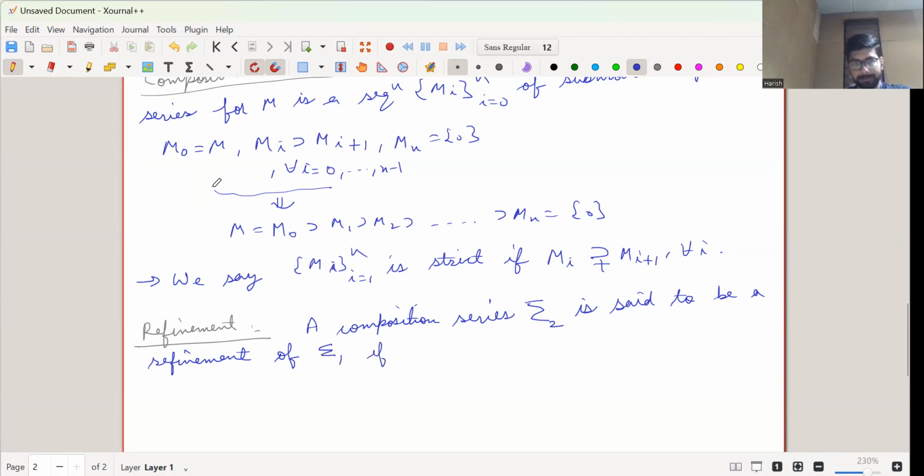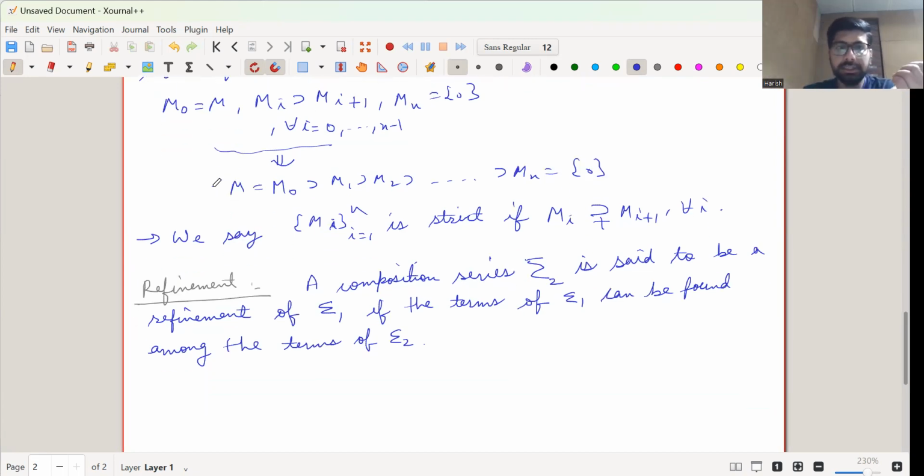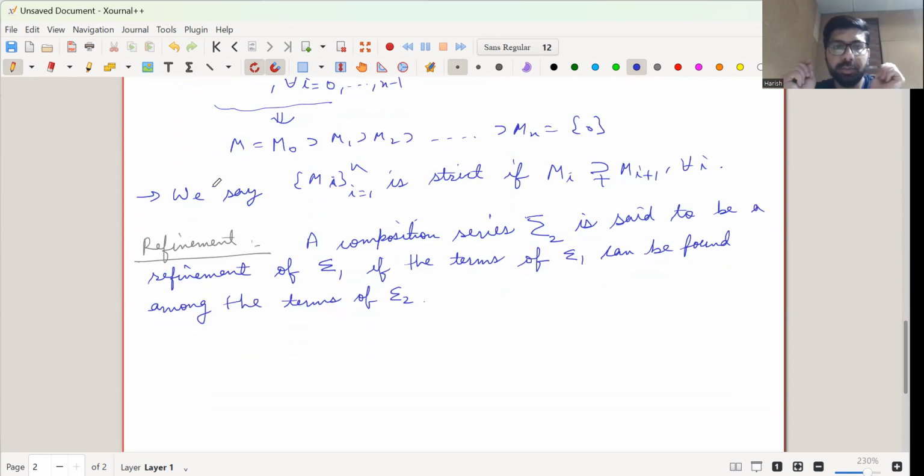if the terms of sigma 1 can be found among the terms of sigma 2. So you have a composition series, then refinement means you add some more submodules in between, and then you make a new series.